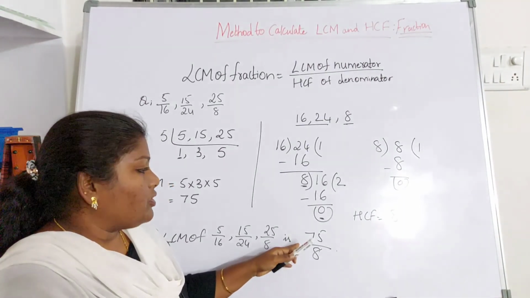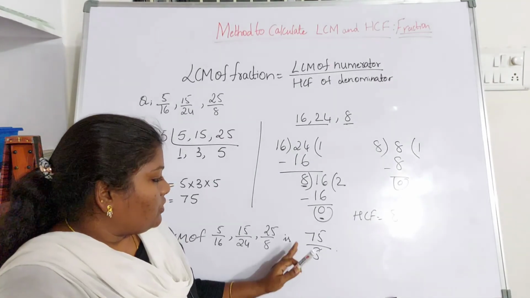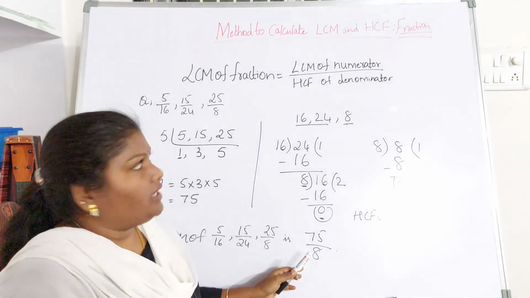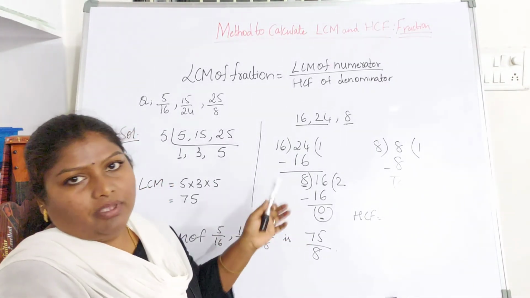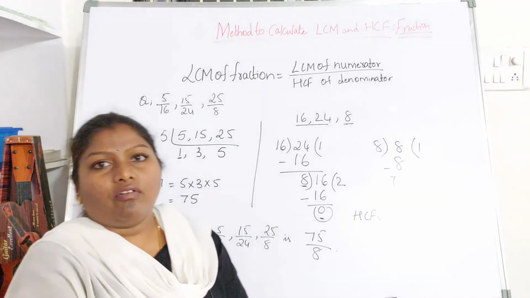There is no possibility of cancellation here, so we can just write 75 by 8. Hope you have understood the method of finding the LCM of a fraction.